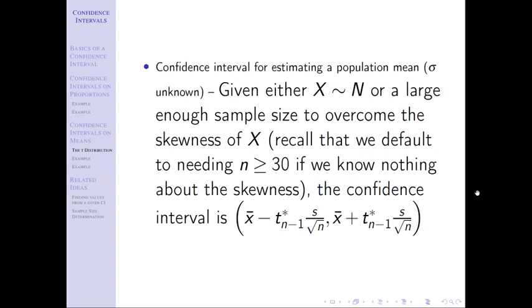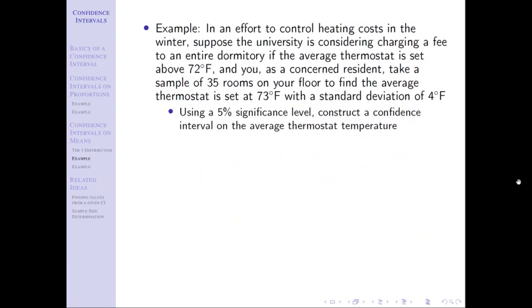And so let's see how this would work. In an effort to control heating costs, suppose we are considering charging a fee if the average thermostat is set above 72 for the entire dorm. So we're going to take a sample. We sample 35 rooms on our floor and find the average thermostat at 73 degrees with a standard deviation of 4 degrees.